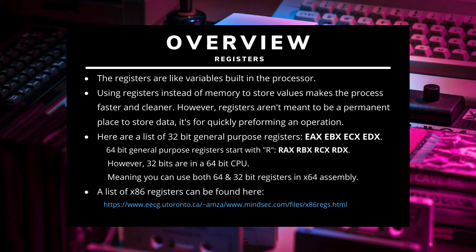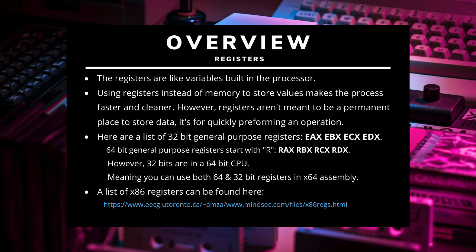Here is a list of 32-bit general purpose registers. We will get more into this later as I give a practical example when we start programming in assembly. So the 32-bit general purpose registers are EAX, EBX, ECX and EDX. 64-bit general purpose registers start with an R, so RAX, RBX, RCX, RDX. However, we're writing 32-bit assembly, meaning we don't need to use any of the 64-bit registers. Also, a list of 32-bit registers can be found on the link below, which I'll leave in the description.